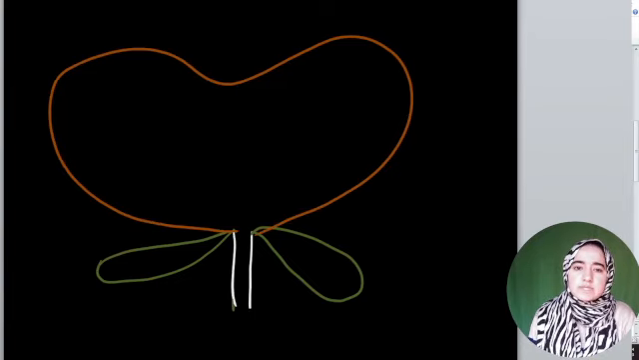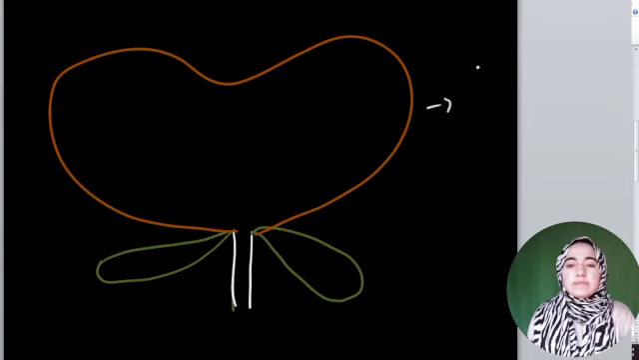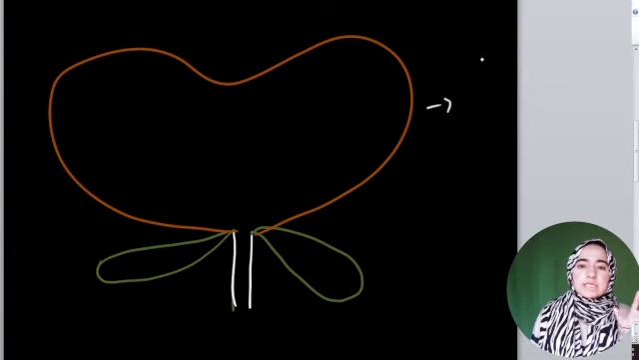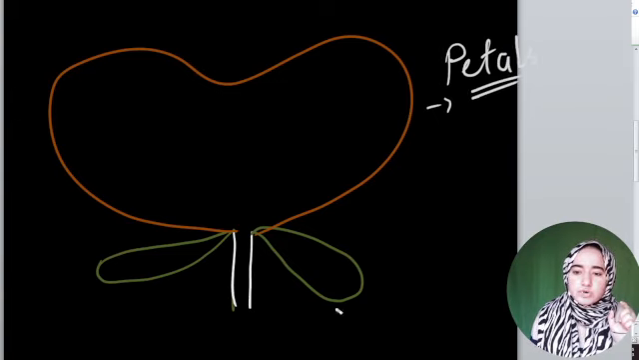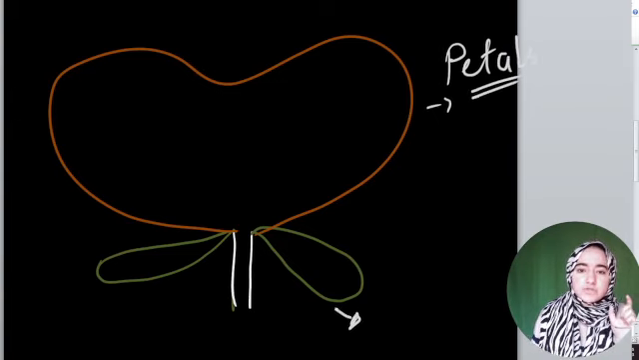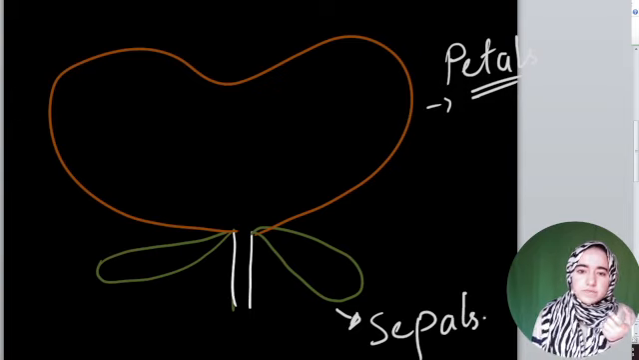This colored portion, please remember this colored portion. Say for example, in rose we have this red color, in sunflower we have yellow color, colored portion, right? That colored portion is known as petals. And this green colored portion which we have downwards, that is known as sepals, okay?